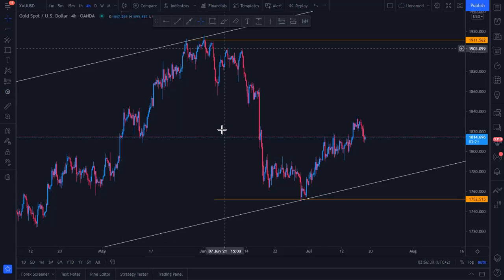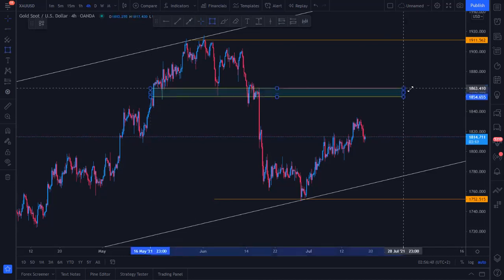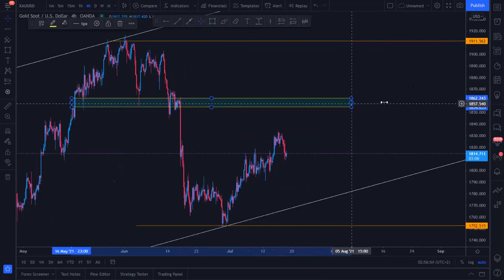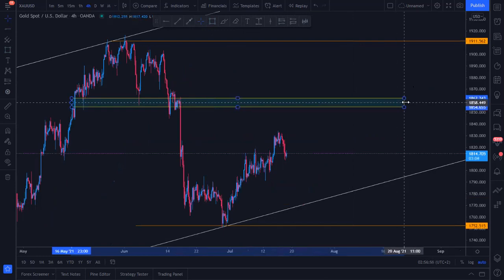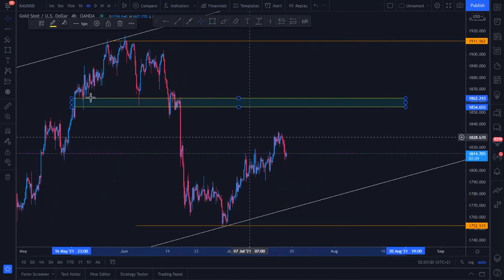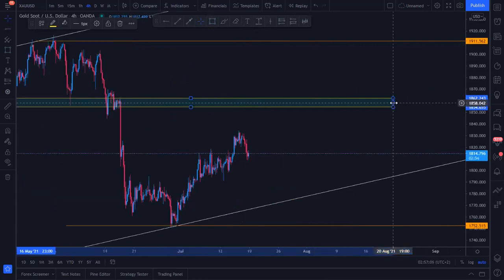Why am I going to mark this level? Because this level has been retested many times in the market, and at this level we might experience a major pullback. This is the 4-hour time frame, and this is where we might experience a major pullback. Now we have this level.